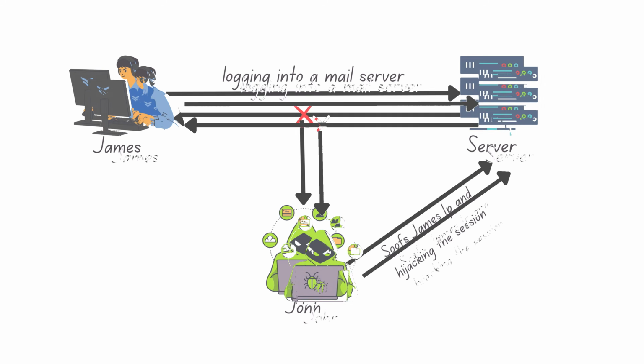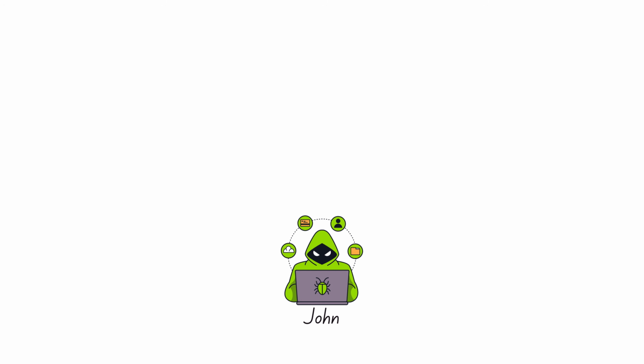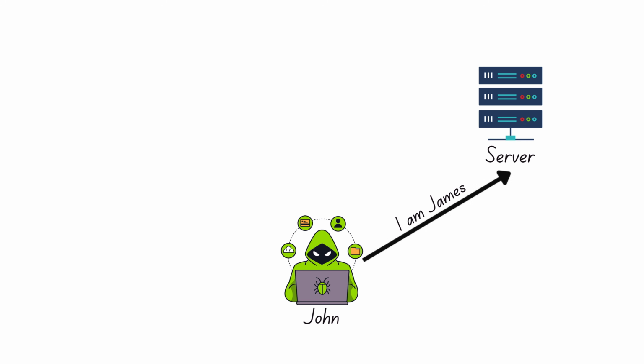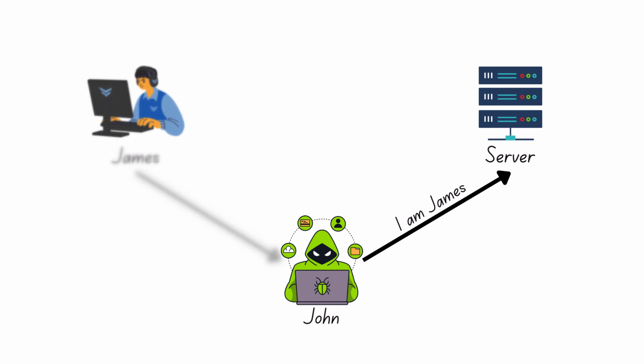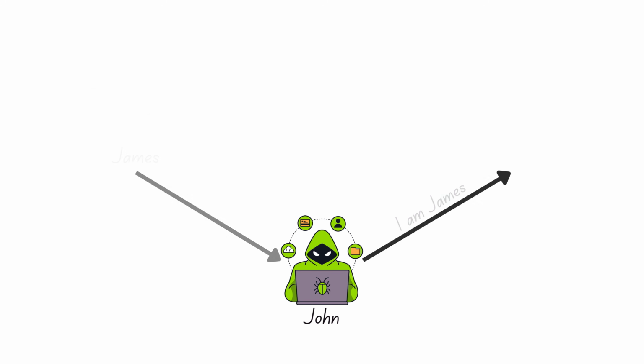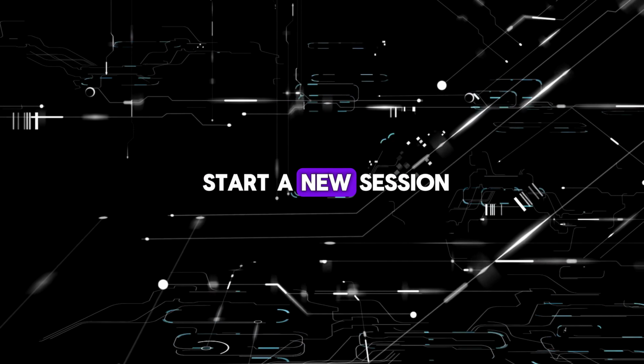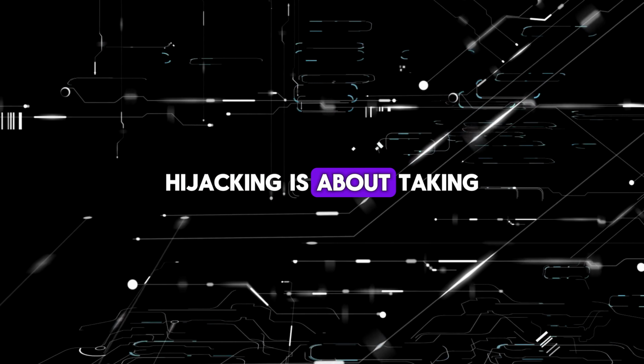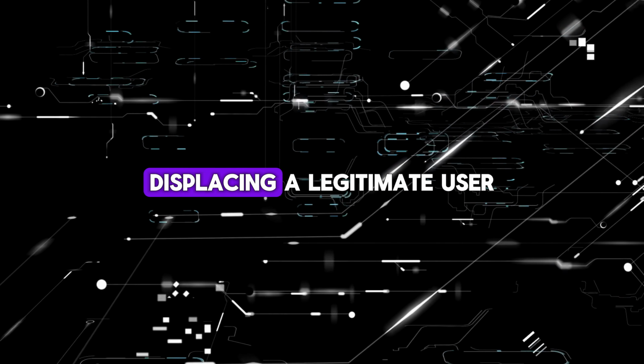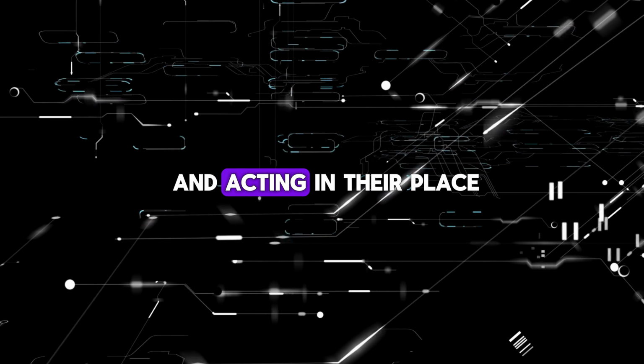On the other hand, in a spoofing attack, John doesn't need to hijack an existing session. He can create a new one by pretending to be James from the start. While this may seem simpler, it's still no walk in the park. It often requires root access to craft special packets or knowledge of trust relationships between machines. So spoofing is about faking identity, often to start a new session. Hijacking is about taking over an active session, displacing a legitimate user, and acting in their place.